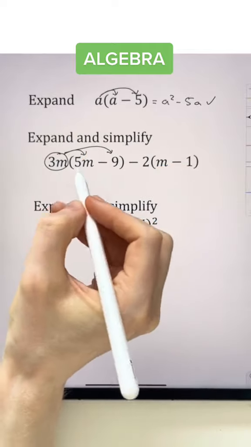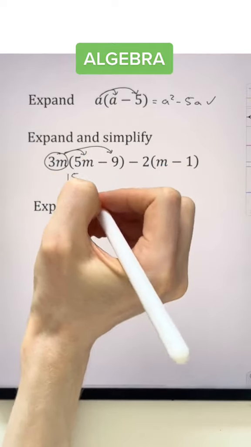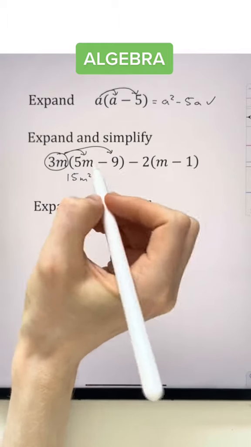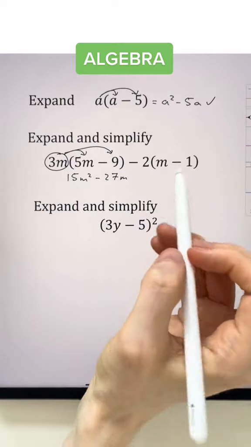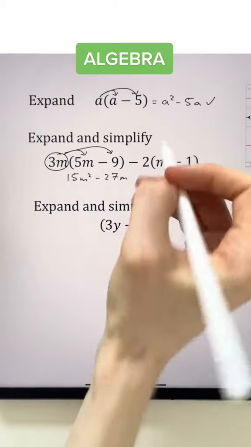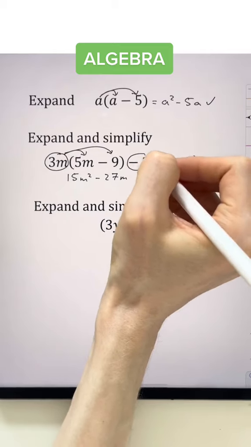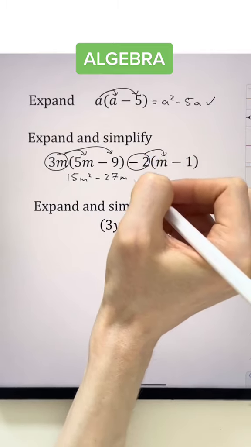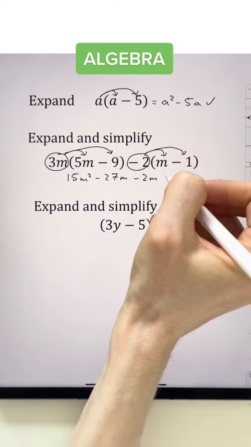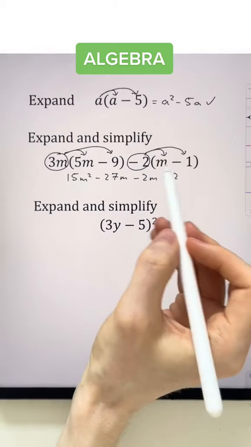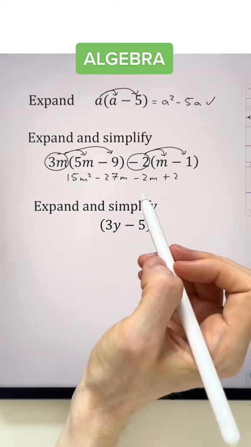inside. Here, 3m times 5m will give us 15m squared. 3m times negative 9 will give us negative 27m. Expanding our second single bracket here on the right, the term directly outside is negative 2. So negative 2 times m will give us negative 2m, and negative 2 times negative 1 will give us plus 2. A reminder, a negative times negative will always give us a positive outcome.